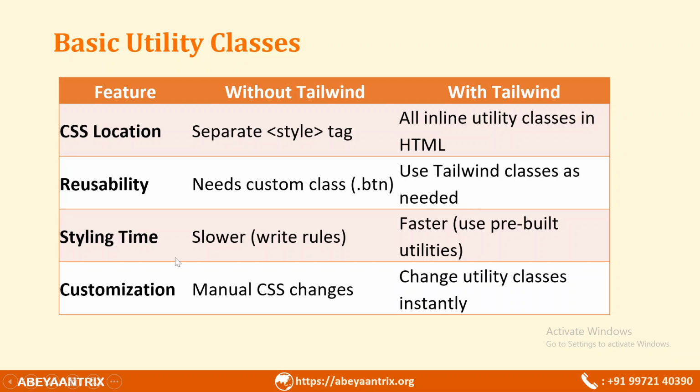So next one, styling time is slower here. Here we can apply pre-built utilities faster. And customization here is manual. So here you can change utility classes instantly. Okay, so these are the main differences between Tailwind CSS and without Tailwind CSS.